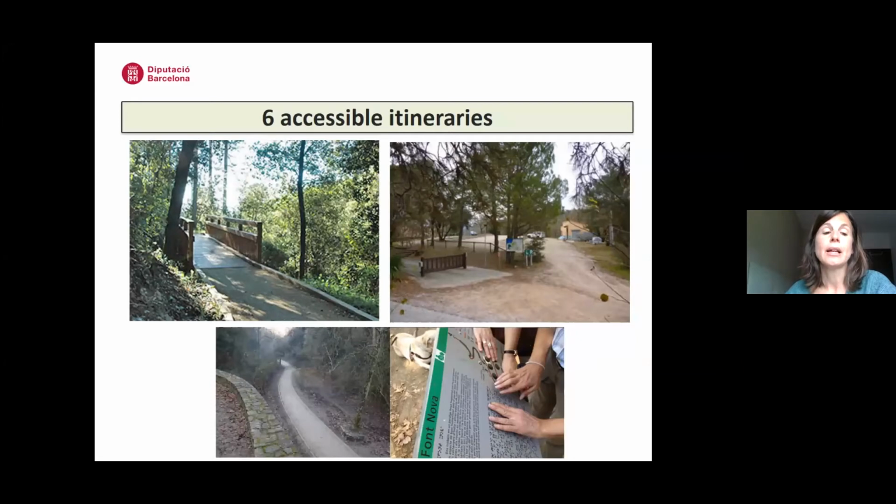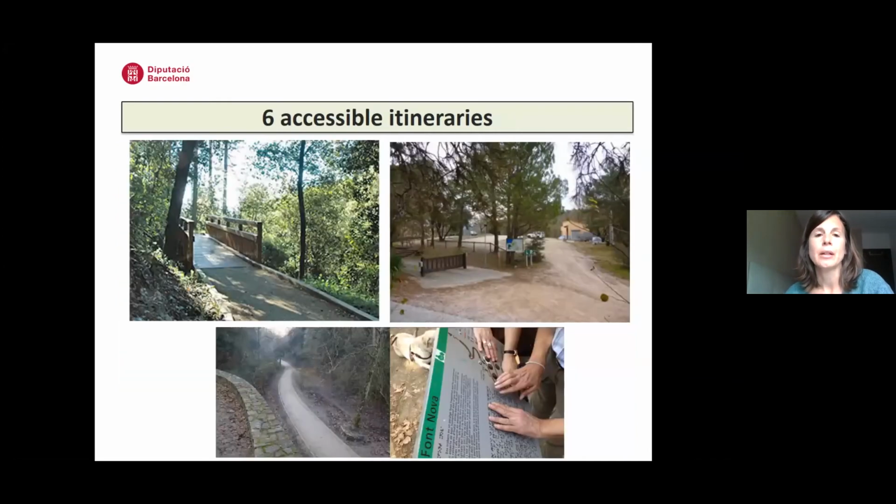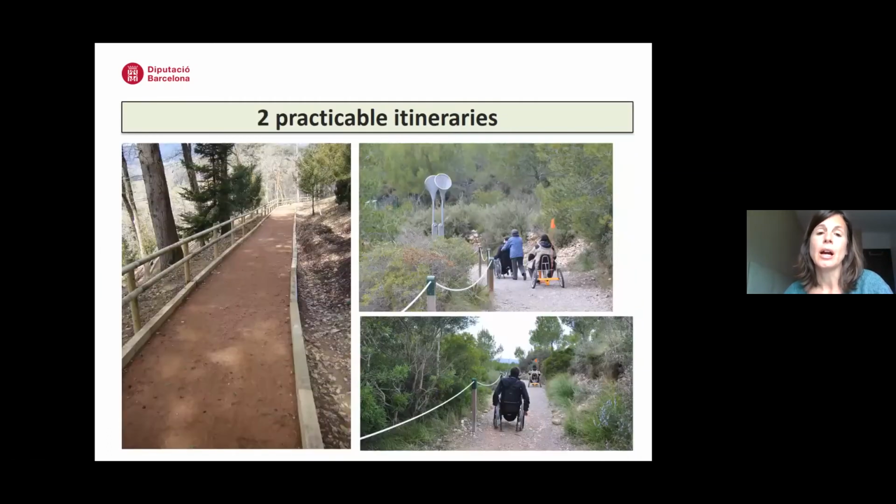The cost of adapting the itineraries to the need of the slope and compaction of the soil is important, around 60,000 euros per kilometer. However, we are working together with the manager of each of the parks to identify new trails to increase the network of accessibility routes. And we have some examples of our itineraries in Garraf, Montnegre, Montseny, different parks, and here are the two practicable itineraries. One of them is a sensorial itinerary.